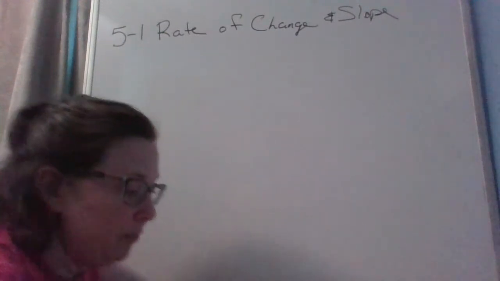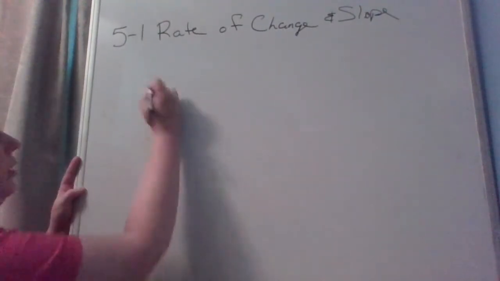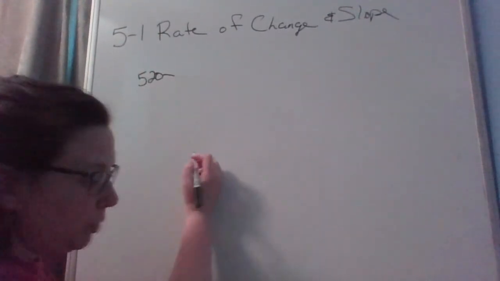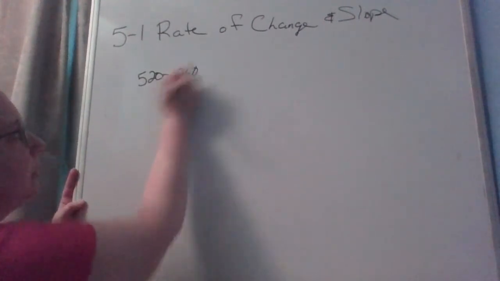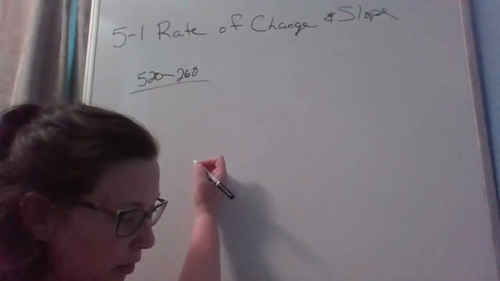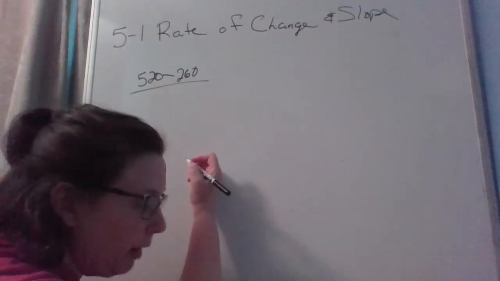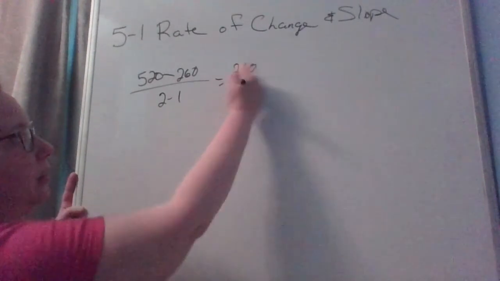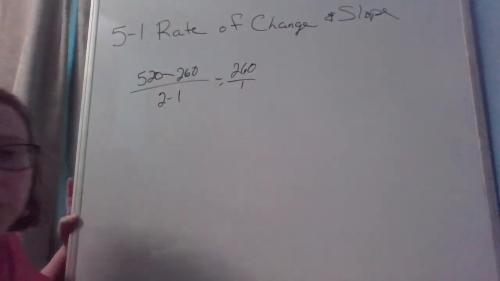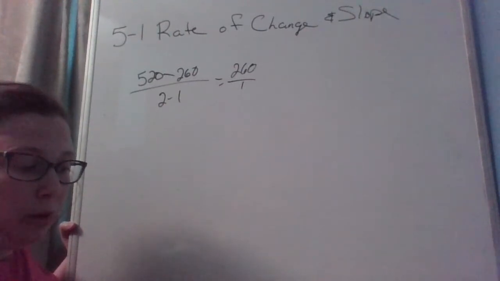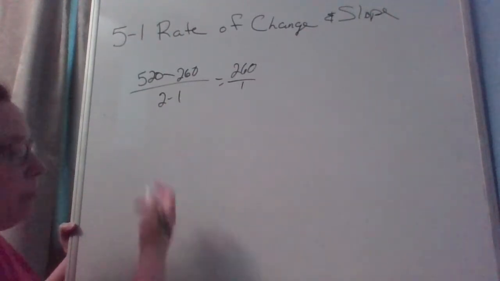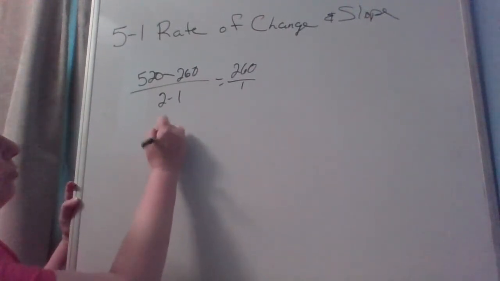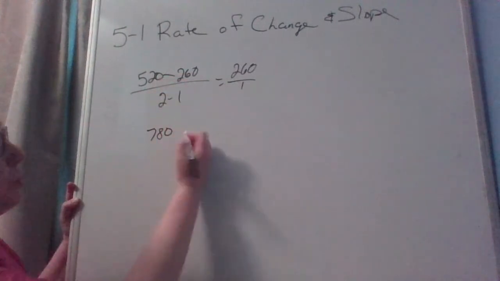So they tried 520 minus 260. And then for the bottom, you would have 2 minus 1. So they have done that and gotten 260 over 1. Now they're asking, well, what happens if you use non-consecutive numbers? What if we start with 780 for our first number rather than 520?